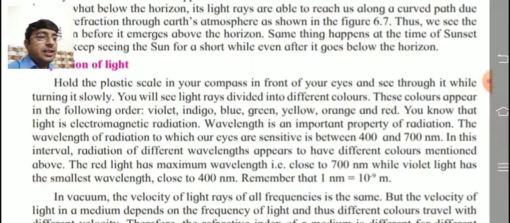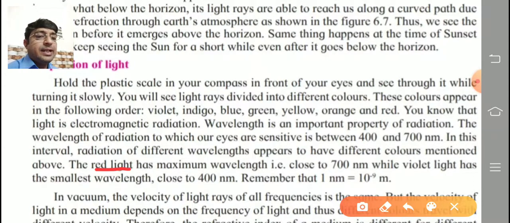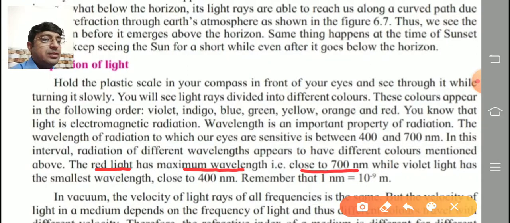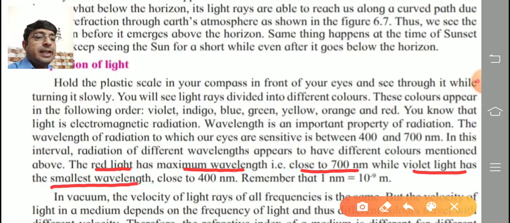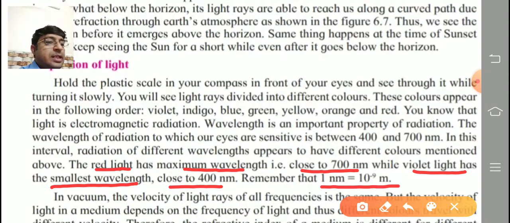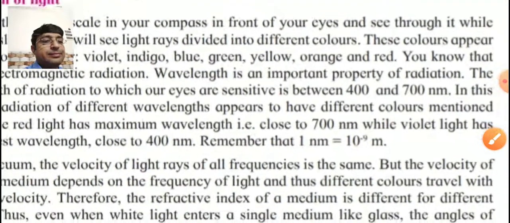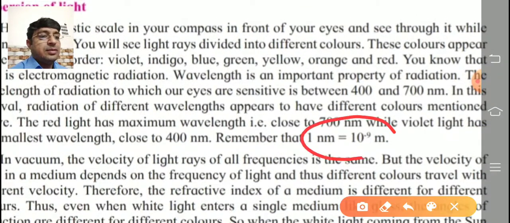Next line you underline. The red light has a maximum wavelength that is close to 700 nanometer, and violet light has the smallest wavelength that is close to 400 nanometer. Remember this, 1 nanometer means 10 raised to minus 9 meter. Check that. 1 nanometer means 10 raised to minus 9 meter.